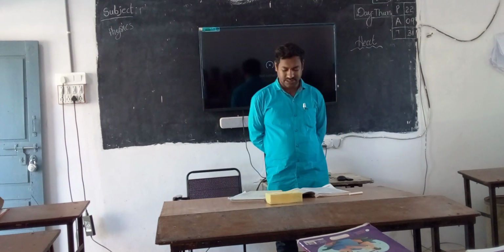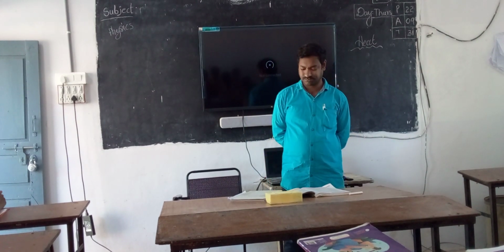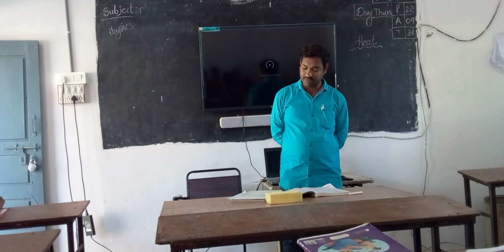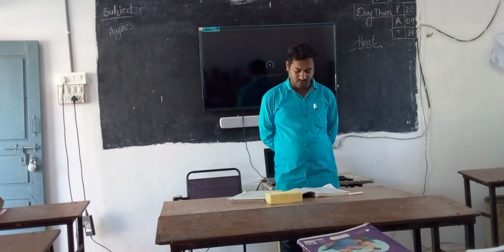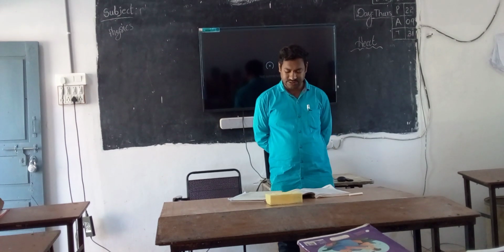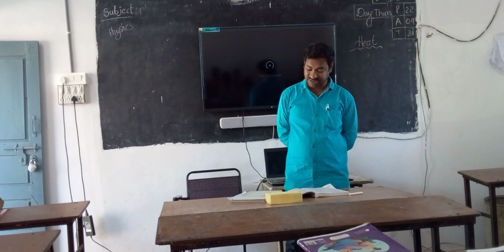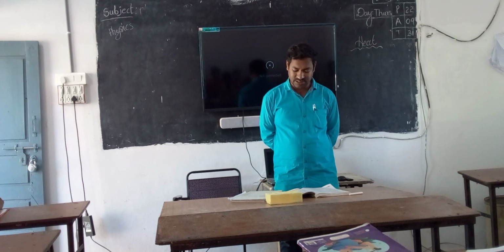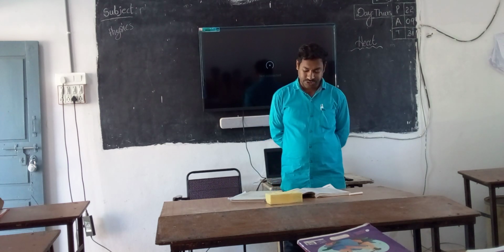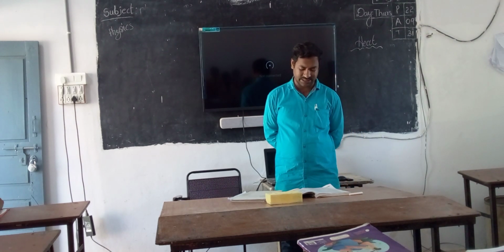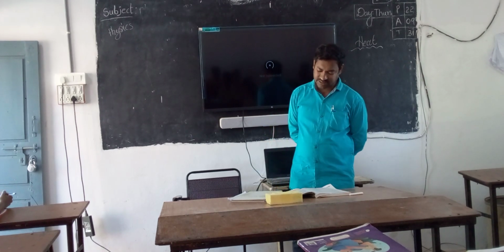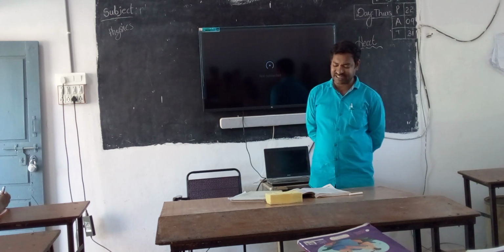Recall the experiments you did in class 7 with the glass tumblers containing cold water, lukewarm water and hot water. We understood that hot and cold are relative terms and that heat is a form of energy. We use the terms temperature and heat to describe these observations. These words technically have special meanings. In order to understand their meanings, let us do some activities.